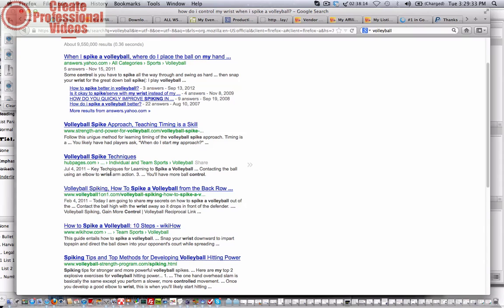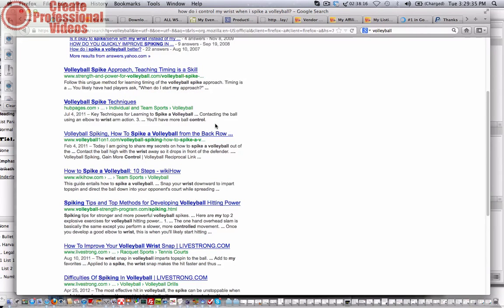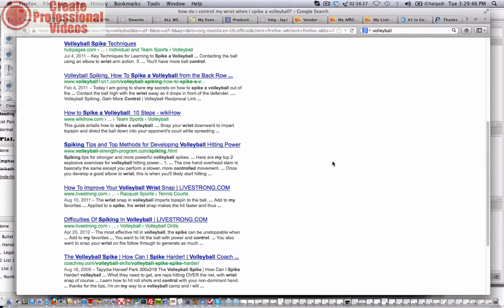How do you use your elbow to wrist arm action? How do you have more ball control in volleyball? How do you gain more control in volleyball spiking? How do you do volleyball reciprocal? That's probably a reciprocal link, so that's probably not volleyball. How do you snap your wrist downward in volleyball? How do you impart topspin to your volleyball?